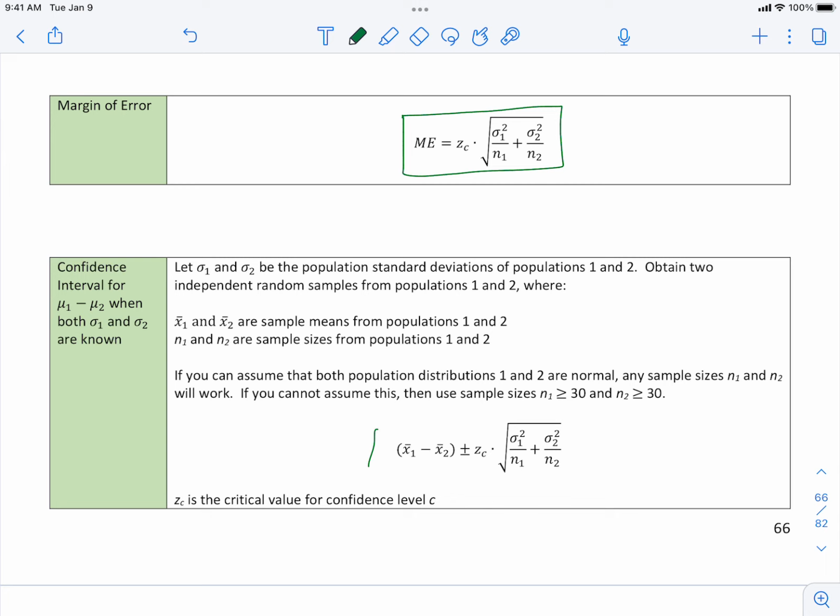And so here's our confidence interval formula. Our point estimate is x1 bar minus x2 bar plus or minus that margin of error, z critical value, times the square root of sigma 1 squared divided by n1 plus sigma 2 squared divided by n2.